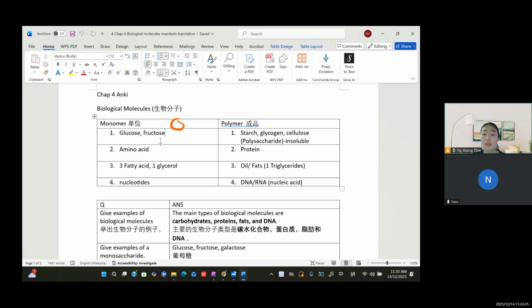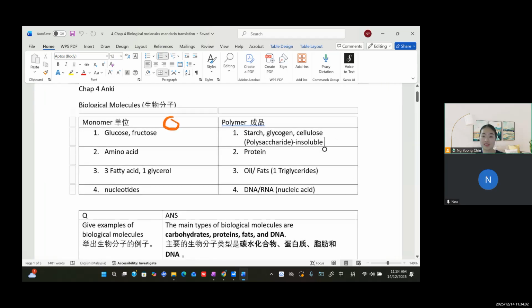It's a soluble molecule. But when you have thousands of glucose units joined together, you become the polymer, which is starch, glycogen, and cellulose. So now they become polysaccharides, and they are not soluble in water. Okay, Neo, why is polysaccharide not soluble in water? Why is it insoluble? Like the chain is too big for water to dissolve it, to break the chains. Yes, correct. It's too big for them.